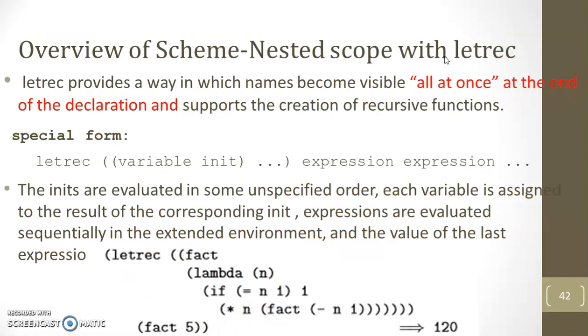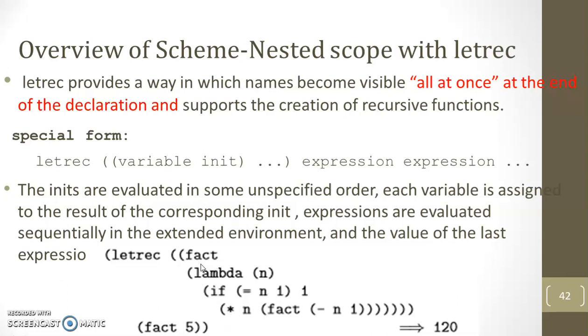Then, nested scope with letrec. Letrec provides a way in which names become visible all at once at the end of the declaration, and supports the creation of recursive functions. So the main purpose of letrec is that it helps in creating recursive functions. The syntax is letrec, within brackets you specify the variable initialization, followed by the expression. How is it used? Letrec is the keyword, then the name of the function you need to place, followed by the expression.